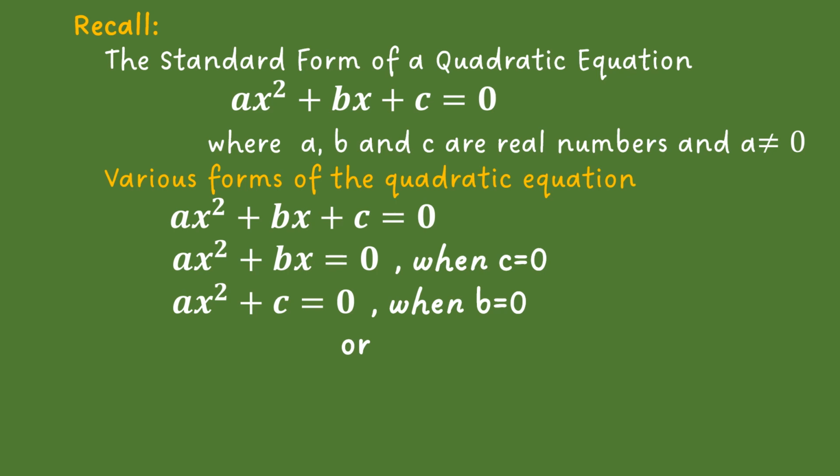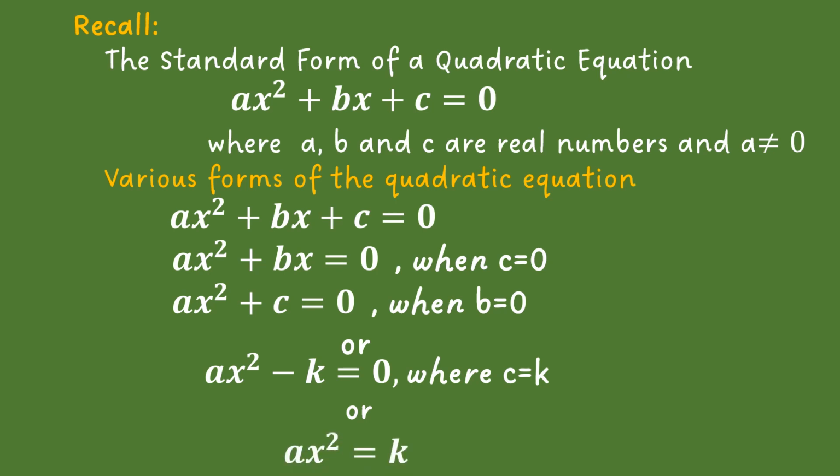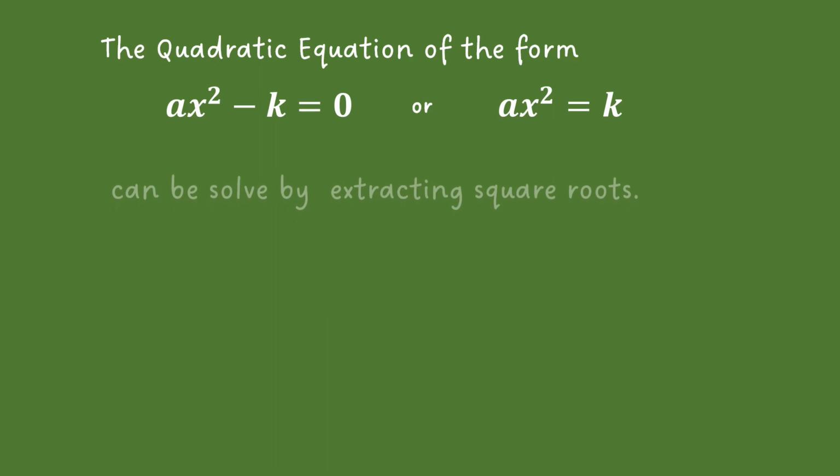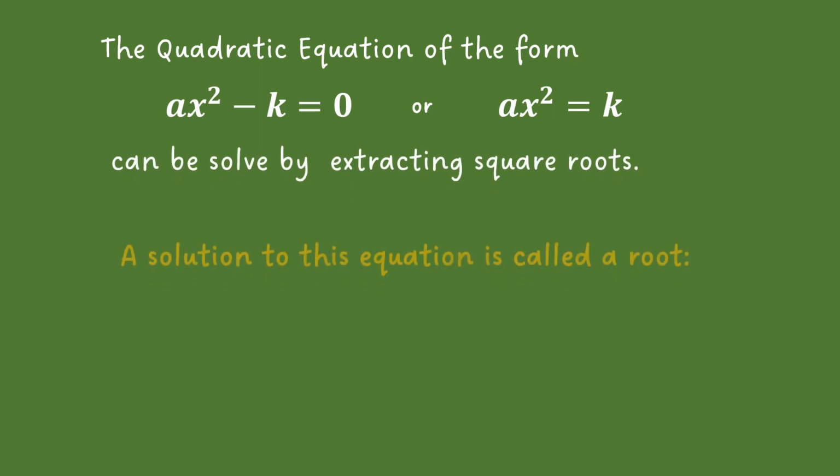And we have ax squared plus c equal to 0 when b is equal to 0, or we can write it as ax squared minus k equal to 0 where c is equal to negative k, or that would be ax squared is equal to k. The quadratic equation of the form ax squared minus k equal to 0 or ax squared equal to k can be solved by extracting square roots.